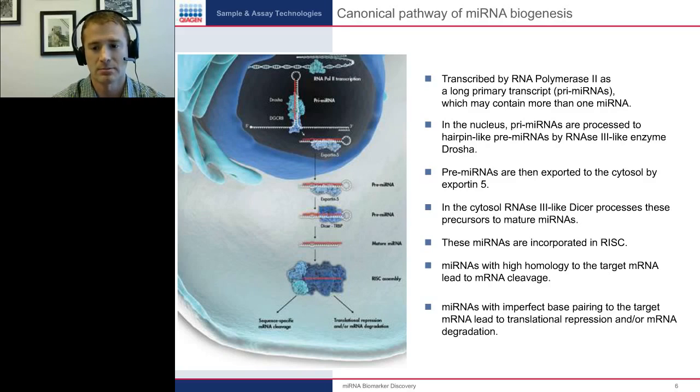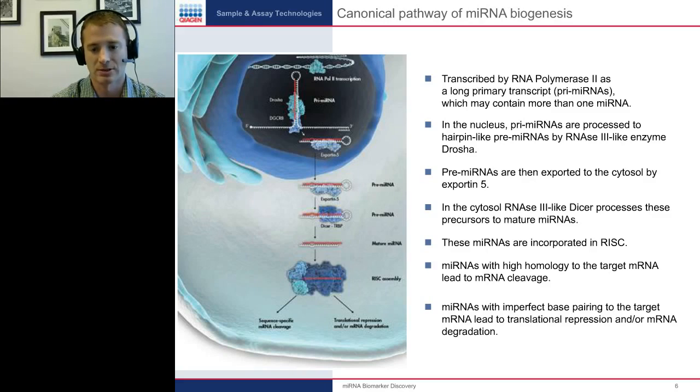In the nucleus, the primary microRNAs are processed to hairpin-like precursor microRNAs by the RNase III-like enzyme Drosha. The pre-microRNAs are then exported to the cytosol by exportin 5, where they're further processed by Dicer to mature microRNAs.